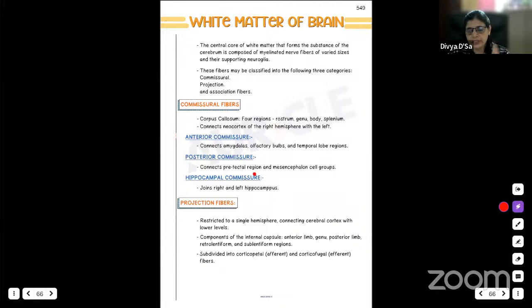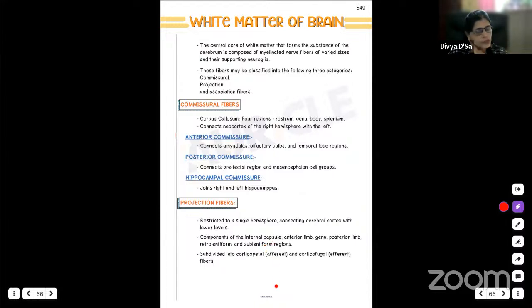Commissural fibers are basically the fibers connecting the different parts of the cerebral hemisphere. And projection fibers are restricted to a single hemisphere. They connect the diencephalon or the brainstem region with the cerebrum, on the same side, whereas commissural fibers connect the two cerebral hemispheres. Examples for the projection fibers: we have the internal capsule.